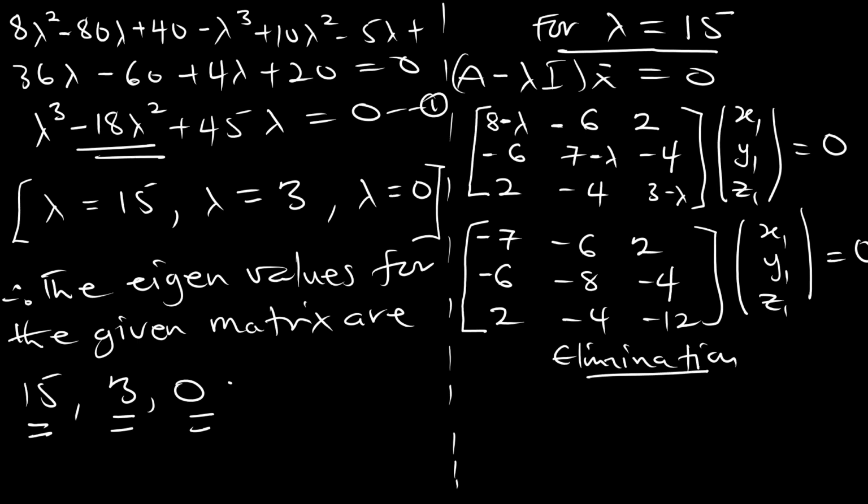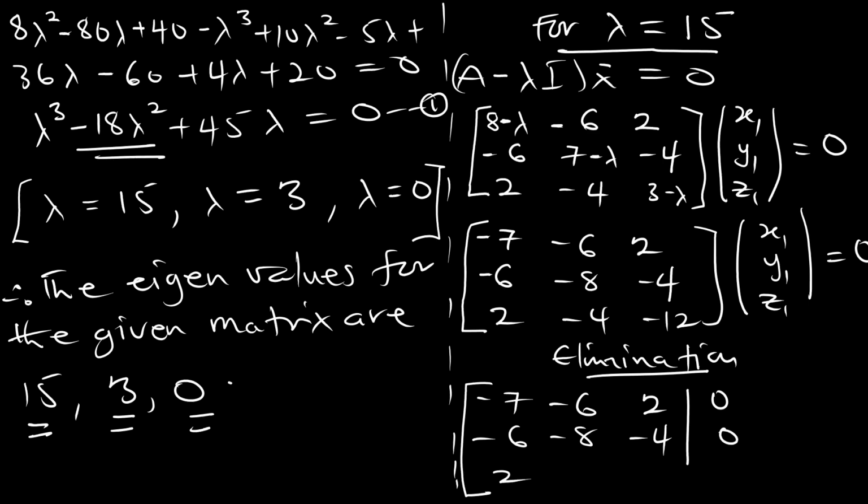I'm going to combine the matrix with the zeros, so that's negative 7, negative 6, 2 equal to 0. Negative 6, negative 8, negative 4 equal to 0. 2, negative 4, negative 12 should be equal to 0. So I'm going to start with my row operations such that I can find it easily.